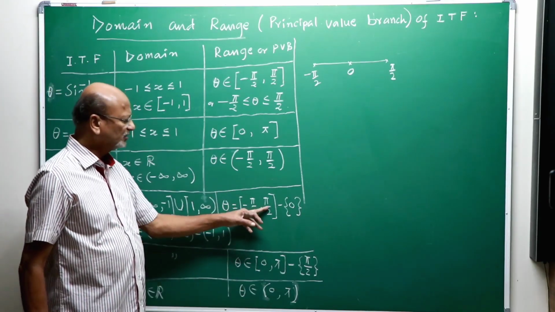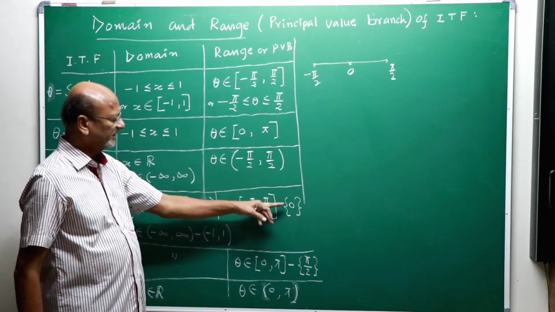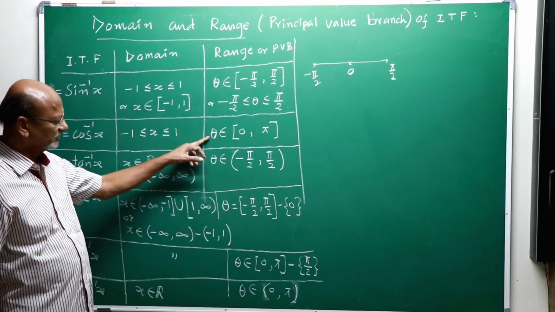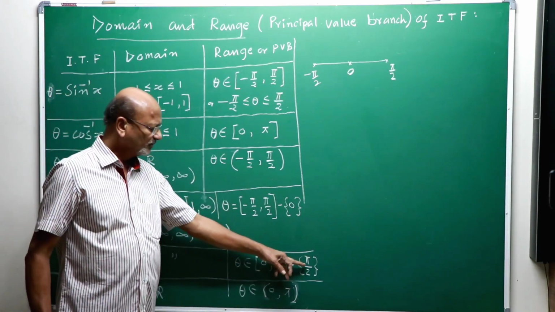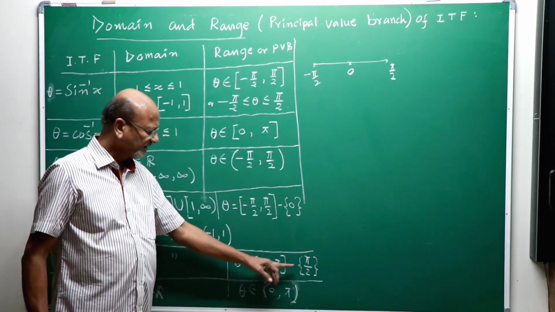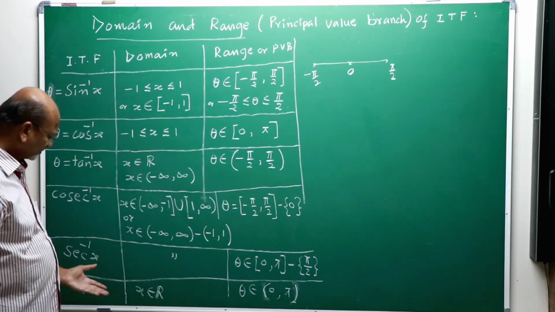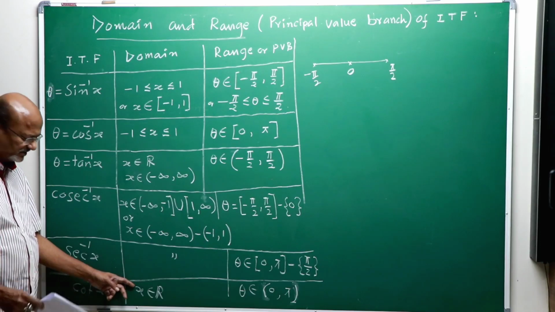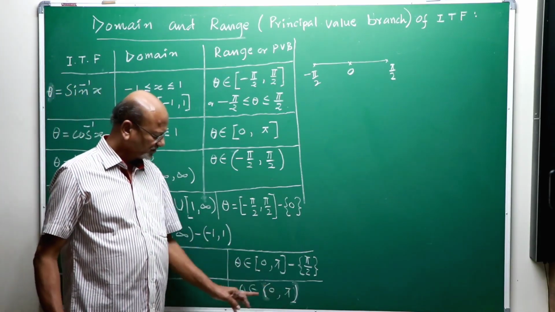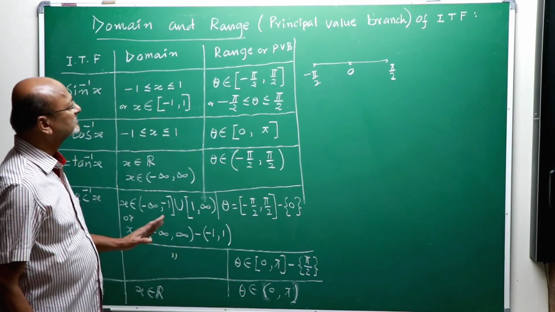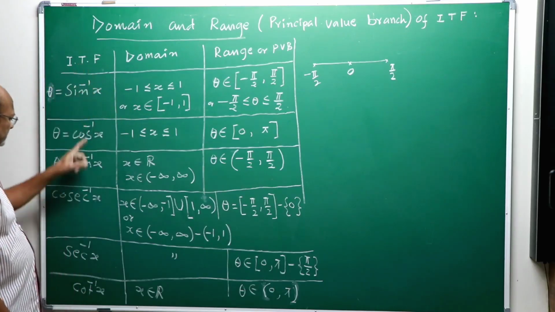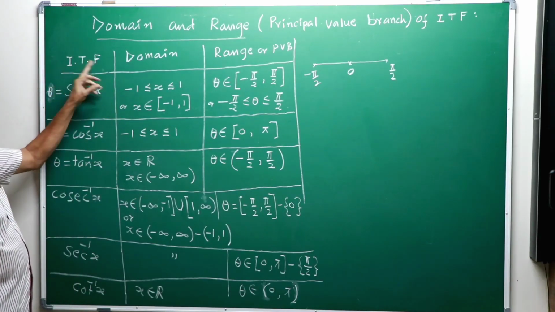It is minus 90 to plus 90, same as this, except one value. For sec inverse, it is same as cos inverse, except 90, because at 90, sec inverse is undefined. Because of that, exclude it. This is for cot inverse. For cot inverse, it is the entire set of real numbers, and this is the open interval 0 to pi. My friends, these are the domain and range of all these 6 inverse trigonometric functions.